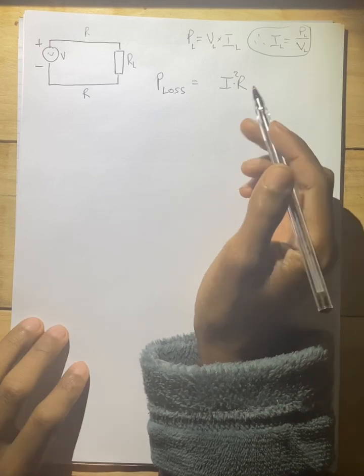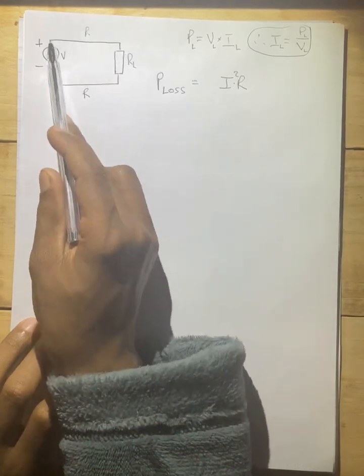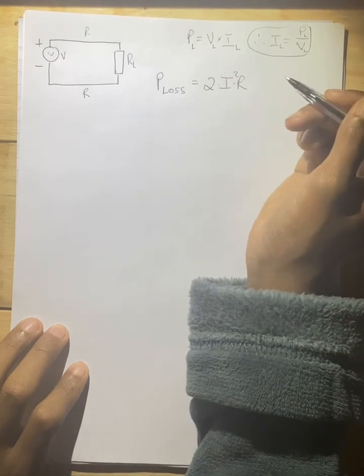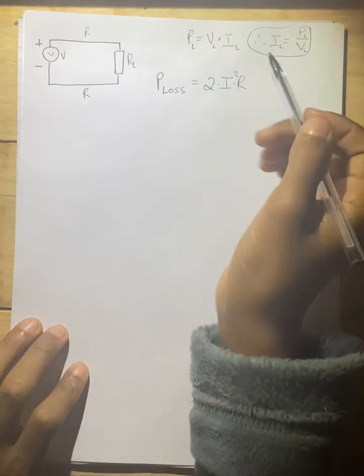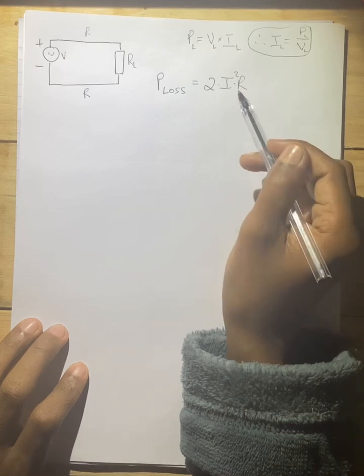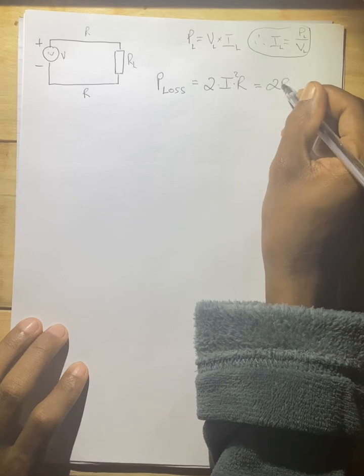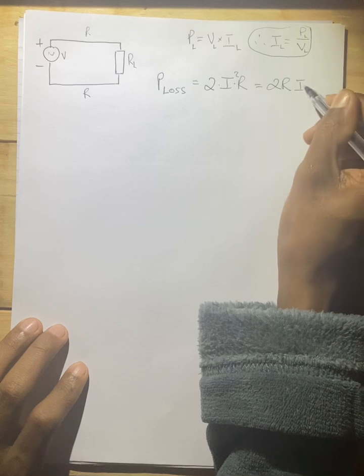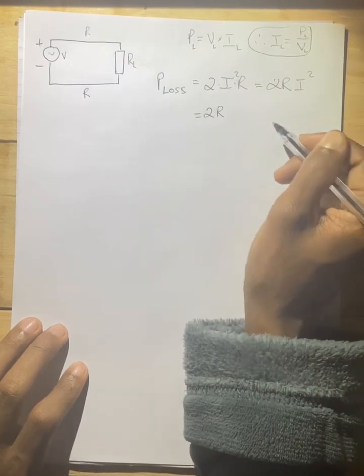However, how many wires do we have in here? We have 1, 2. So this is going to be what? Times 2. Right, there we go. Now here's the thing. Catch this, because this is powerful. What's powerful there is that this can be written as 2R I squared. So this will be 2R.